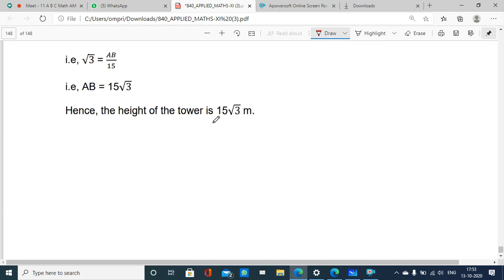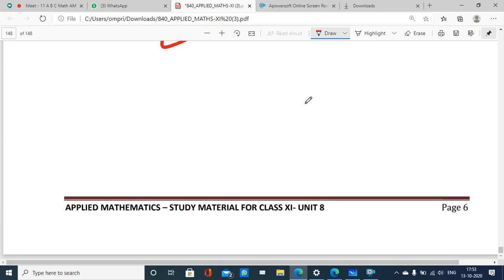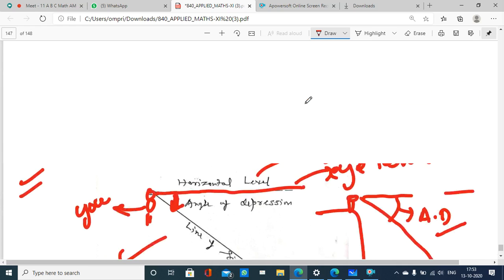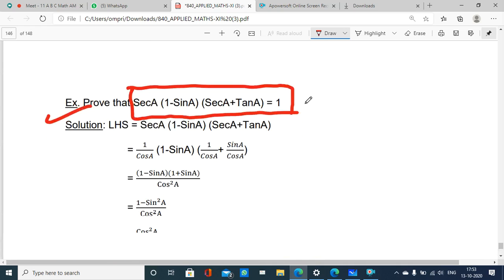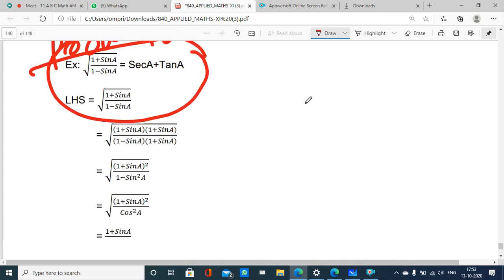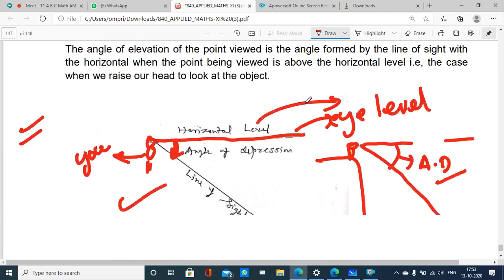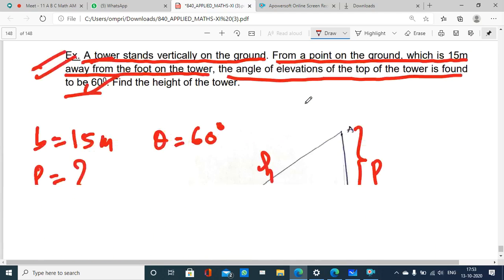So done. Okay. So this is the end of the trigonometric chapter. For the time being, you do completely cover all these things. Okay, all these things.